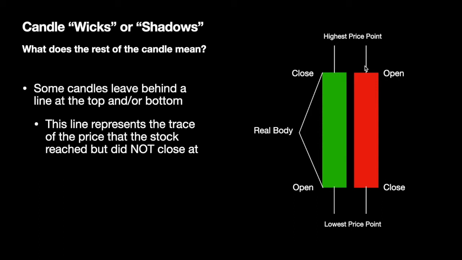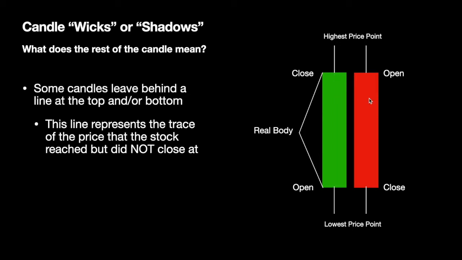The wicks on the top and the bottom represent the price point that the stock reached before closing back at the real body close. So say this bottom part is $50 and say this top part is $51. This wick may represent $51.50, but the stock never actually closed at that price and got pushed back to close at this point before the time period ended for that candle.